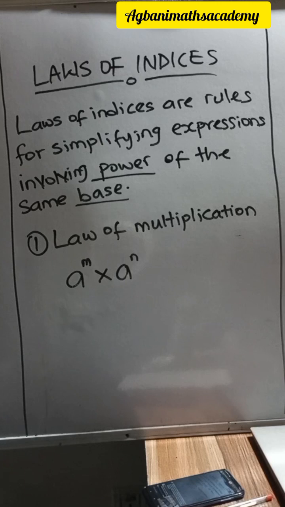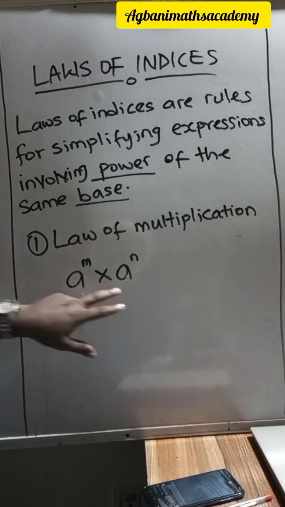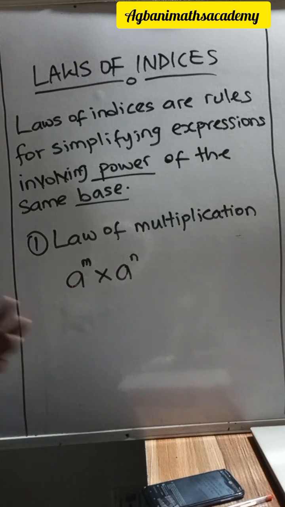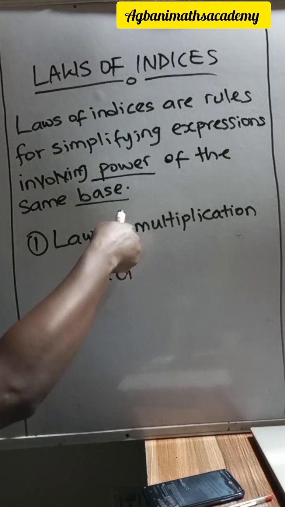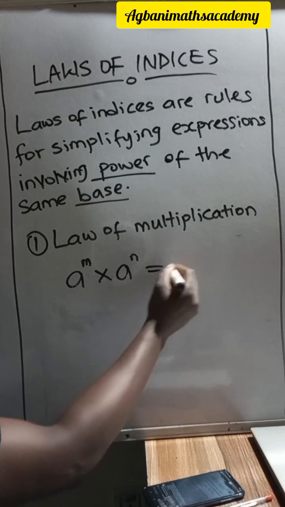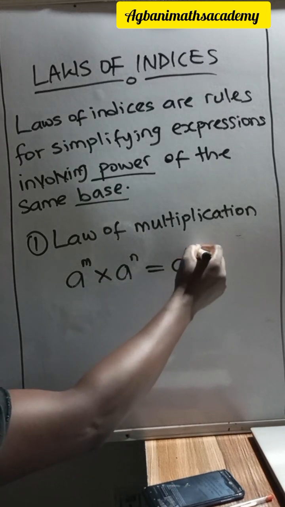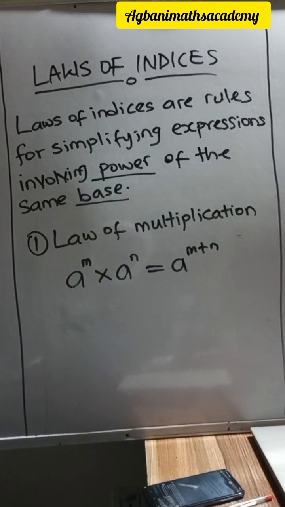So since the bases are the same, the law of multiplication says when the bases are the same, you add the powers. Okay? When the bases of an exponential expression or 2 exponential expressions are the same, what you have to do is you add the powers. The power here is m, the power here is n, so you are going to pick one of the a and then you do m plus n. That's what the law of multiplication of indices says.